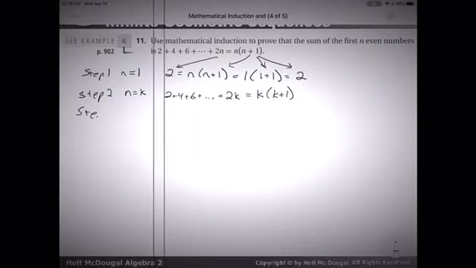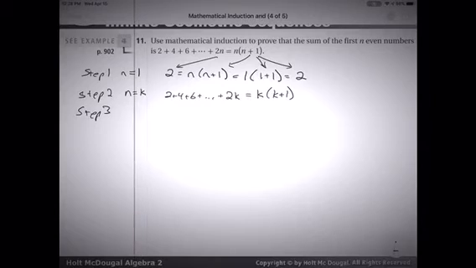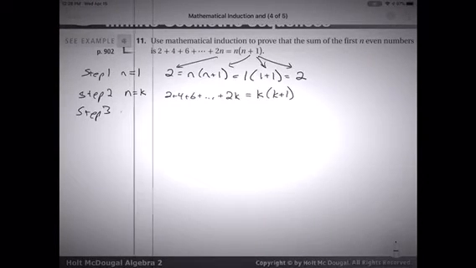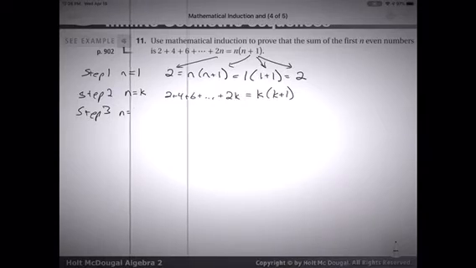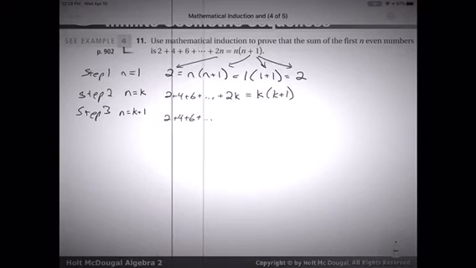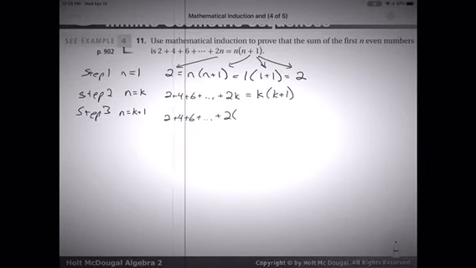Now we're going to add one more term to that. We're going to do step 3, and we're going to do n equal to k plus 1. So one more term. And so n is equal to k plus 1. And what we're going to do is we're going to add the k plus 1 term to the end of the string that we have on that previous step 2. So 2 plus 4 plus 6 plus ... plus 2k plus 1.